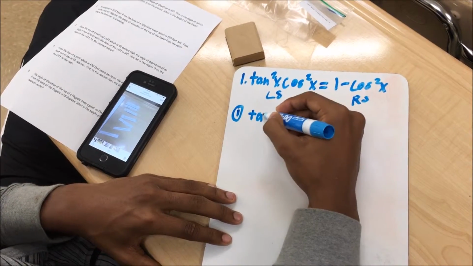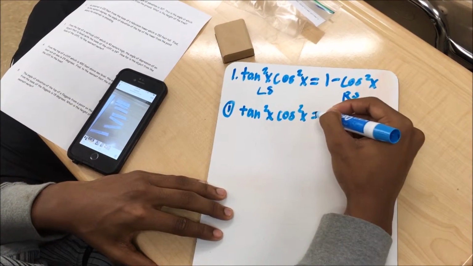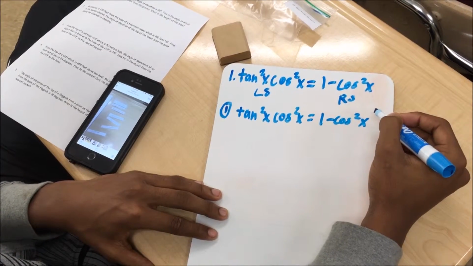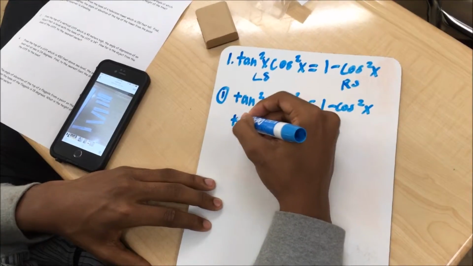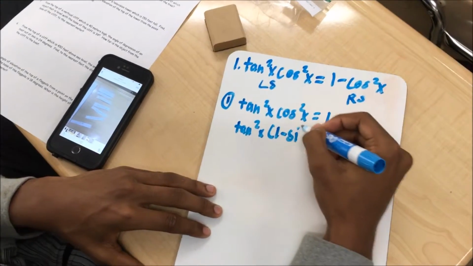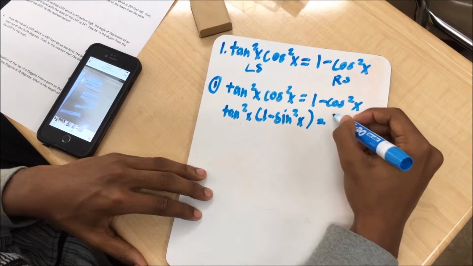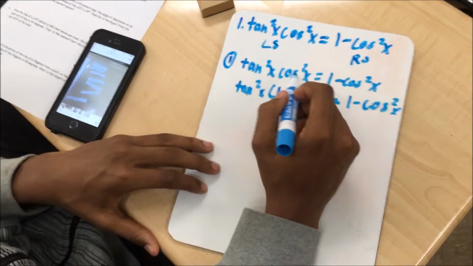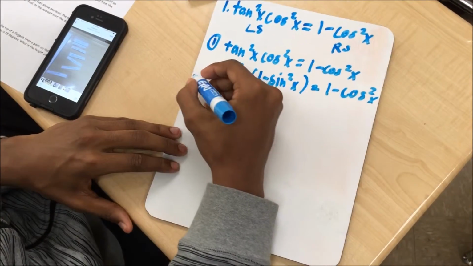We're just going to write this down. We know that we can make this into tan²x. We can make this into 1 minus sin²x equals 1 minus cos²x. So basically all we did was change cosine to 1 minus sine squared x. Okay, next step.